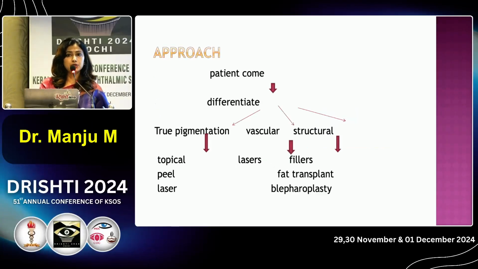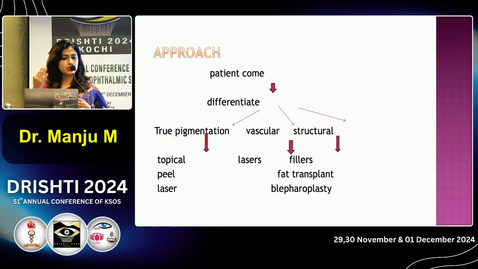So coming to the approach, when a patient comes with periorbital melanosis, what I usually practice is first we will differentiate whether it's a true pigmentation or it's structural. And if it is a true pigmentation, first we'll give the topical treatment. We can give the topical treatment for 1 or 1.5 months. If there is no improvement, we can advise chemical peeling.